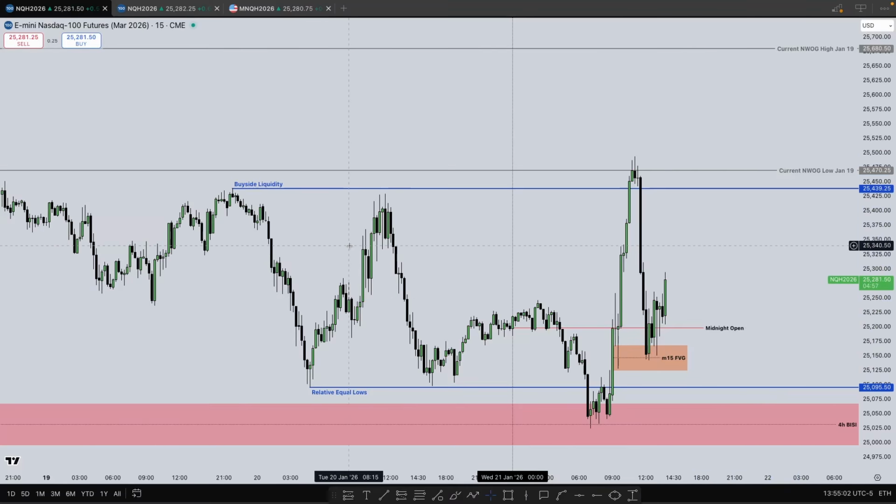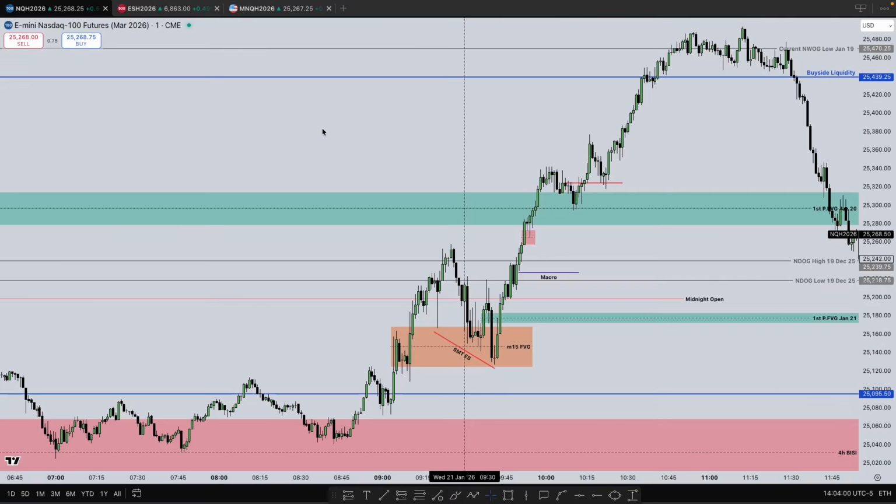Now let's go to the 1 minute. This is the 1 minute and this is what we had. The relative equal lows that I was talking about look good here. One could think price should continue lower into the relative equal lows, but using the logic that ICT has taught us, we know that 9:30 could also form a manipulation. So what I wanted to see was price trading into the M15 FVG.